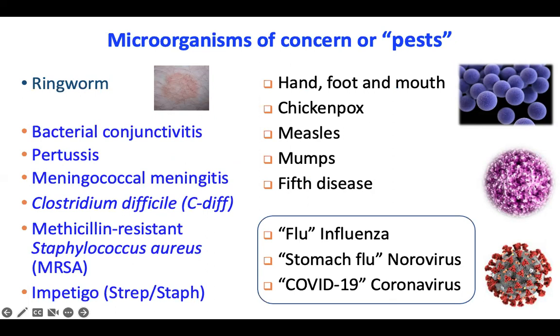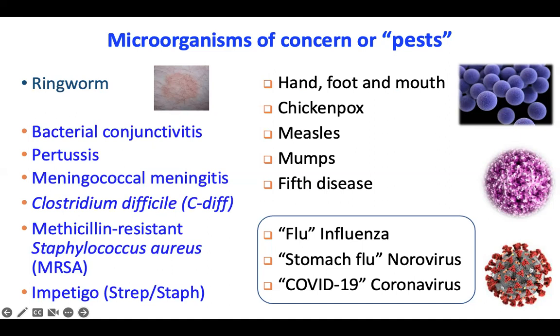The red column here lists the illnesses caused by viruses. As you can see: hand, foot, and mouth disease, chickenpox, measles, mumps. Fifth disease is a mild illness caused by a virus called parvovirus B19. It is rarely serious. Its most obvious symptom is a bright red rash, or the slapped-cheek look of the face.